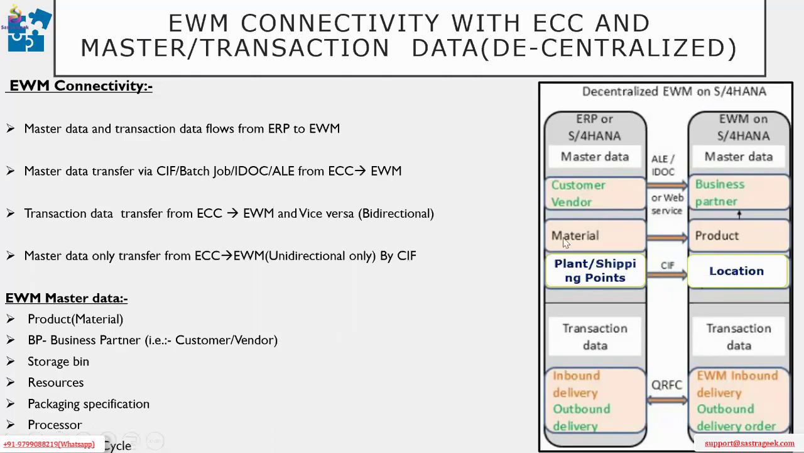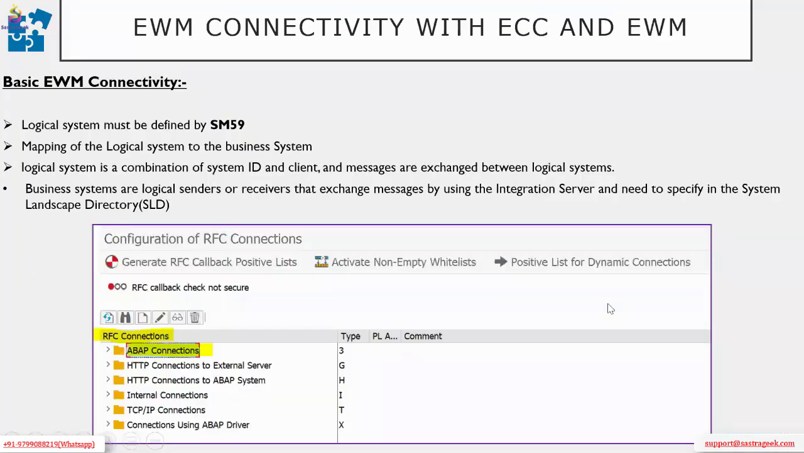And the material master, once we transfer it to the EWM, we call it a product master data. Plant or the shipping points, once we transfer them to the EWM, we call them location master data. That is how it used to be in the earlier scenarios.